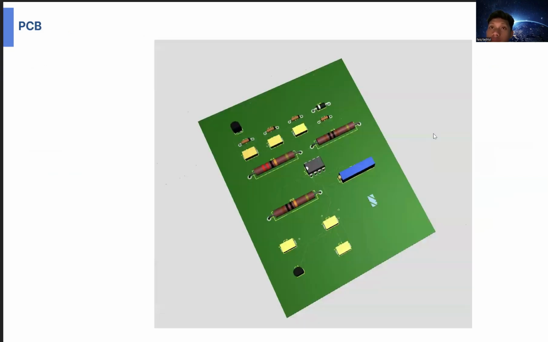Next is PCB design. These slides show the PCB design and layout. The PCB helps make the circuit more compact, organized, and easier to assemble compared to breadboard implementation.